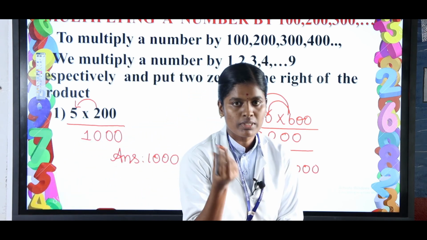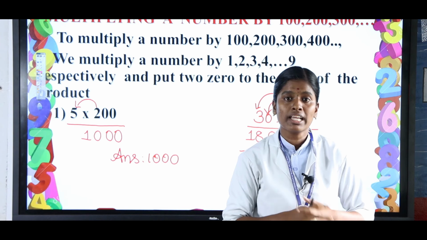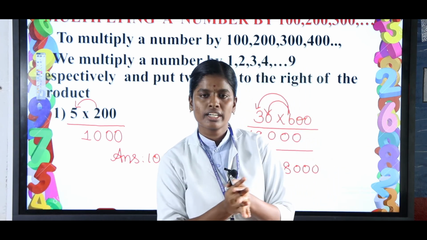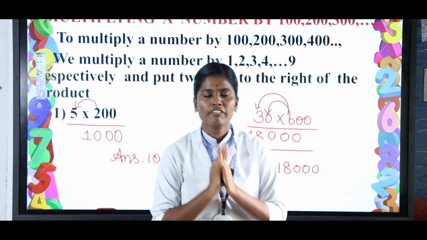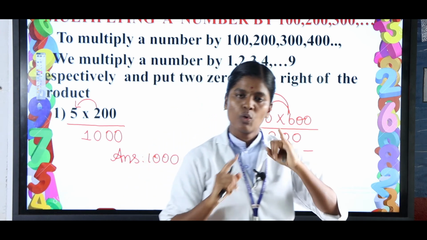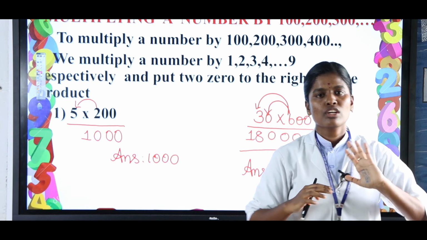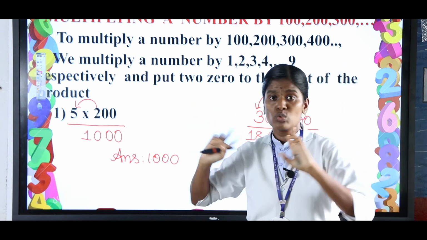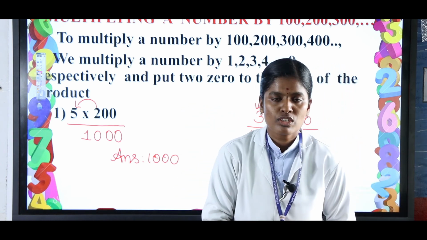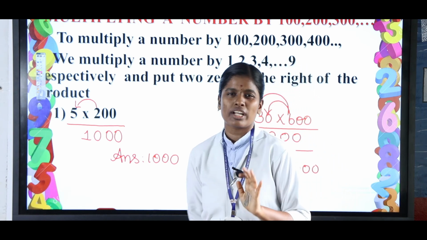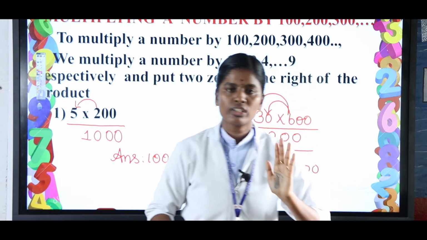So the topic name is multiplying a number by 100, 200, 300 up to 900. First you are going to take the number alone, 1, 2, 3, 4, and finally you should insert the zeros. So totally here we have two zeros, so you should insert 2 zeros to the right side of the product. Next I will tell you one important thing. Listen.